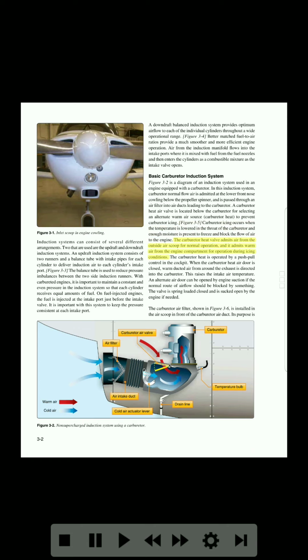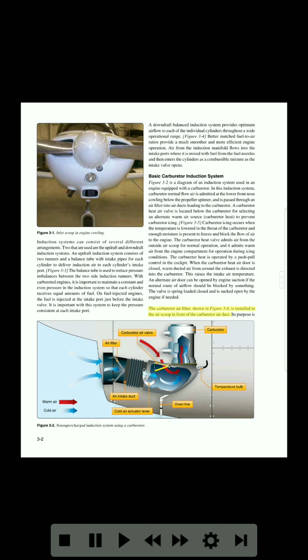The carburetor heat valve admits air from the outside air scoop for normal operation, and it admits warm air from the engine compartment for operation during icing conditions. The carburetor heat is operated by a push-pull control in the cockpit. When the carburetor heat air door is closed, warm ducted air from around the exhaust is directed into the carburetor. This raises the intake air temperature. An alternate air door can be opened by engine suction if the normal route of airflow should be blocked by something. The valve is spring-loaded closed and is sucked open by the engine if needed.